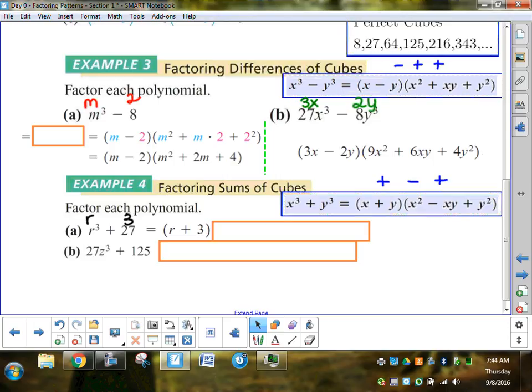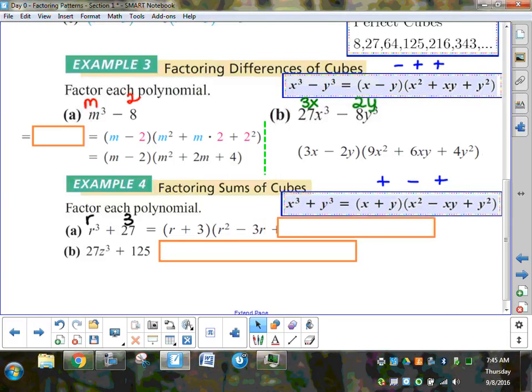We got 1, 2, 3, 4, 5, 6. Who was 7? That's right.